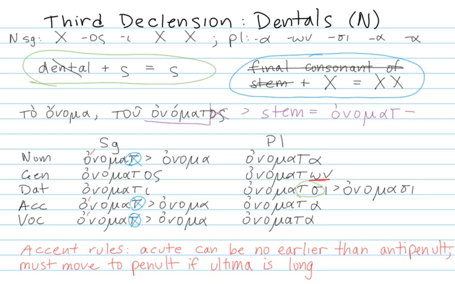So the only one that applies to is onomaton. That's the only long ultima. That means the acute is on the penult, onomaton. Everything else you'll notice is 4 syllables long with a short ultima. Therefore, the acute accent goes on the antepenult, onomatos, onomati, onomata, etc.